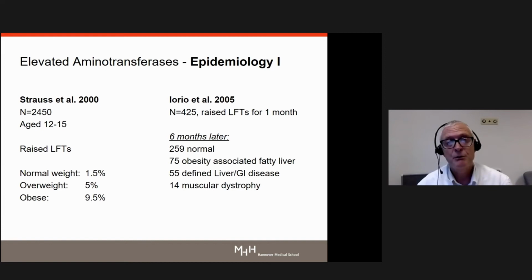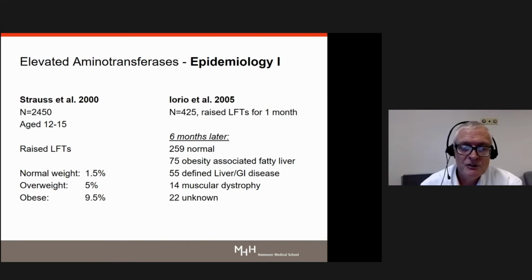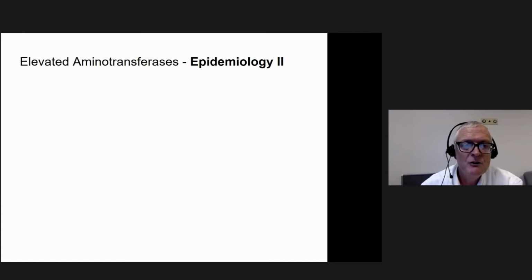14, an important subgroup to remember, had muscular dystrophy. So do remember to check a CK when you first see one of these children. 22 were unknown. So there is a small proportion of children that need our help, but a small proportion.